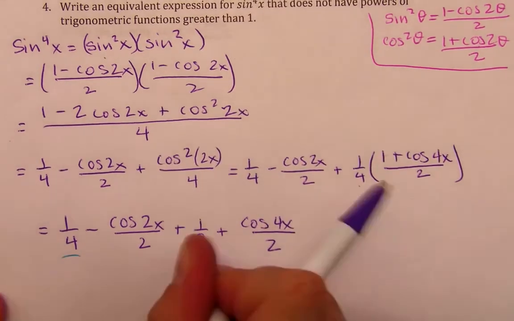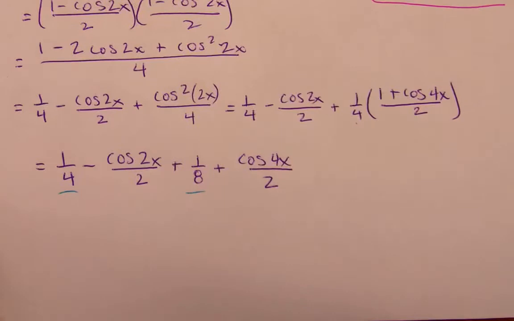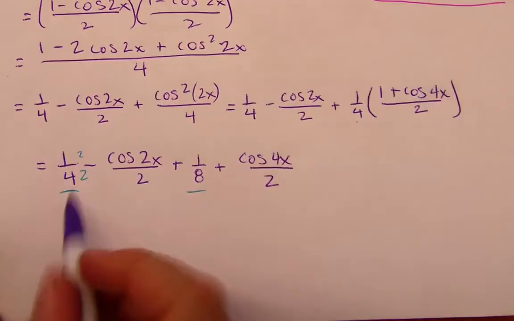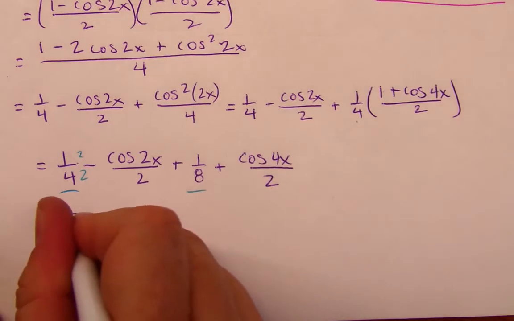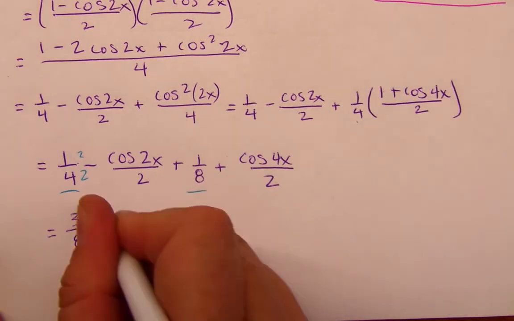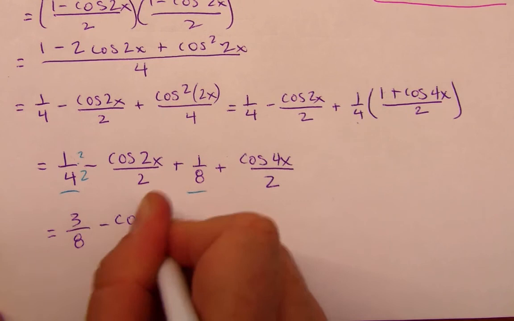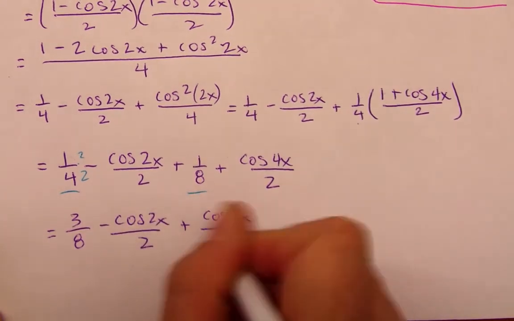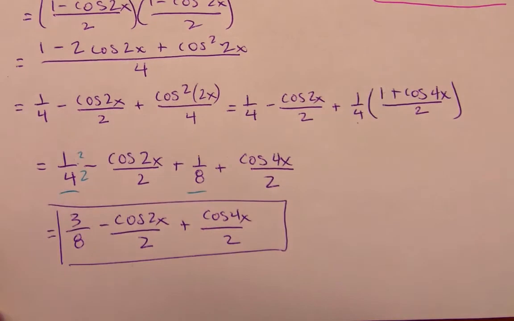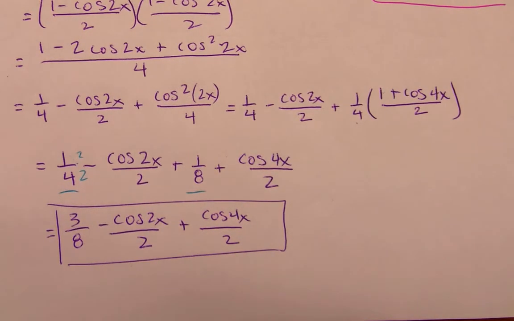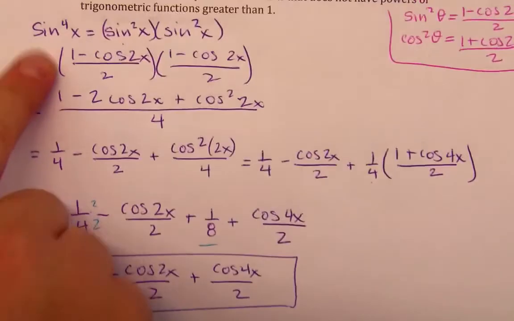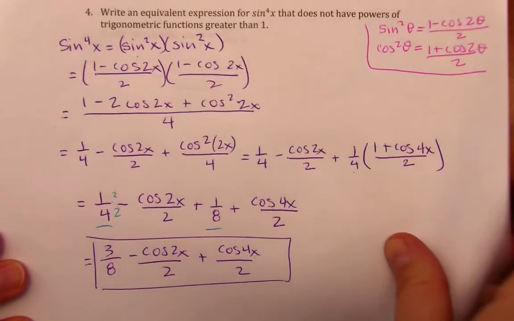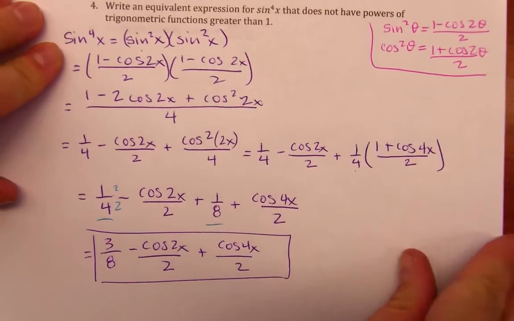Now these are like terms, so I can combine them. If I have a common denominator, times 2 over 2, that's 2/8, and 1/8 is 3 over 8, minus cosine 2x over 2, plus cosine 4x over 2. And that's it. You will see another problem very similar to this, either on a quiz or a test or your homework, so make sure that you really understand this process that we're going through.